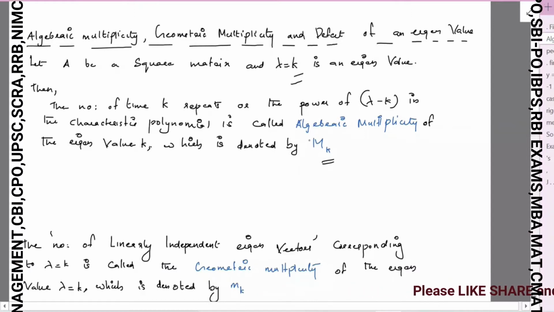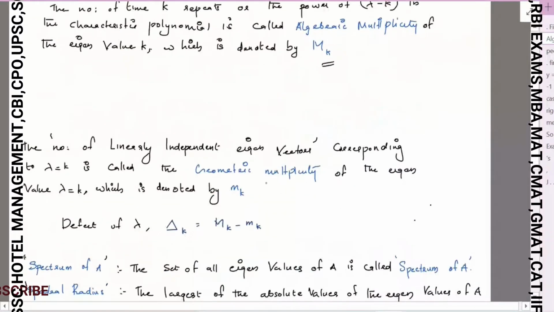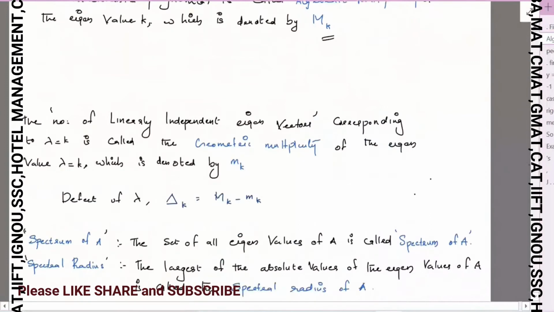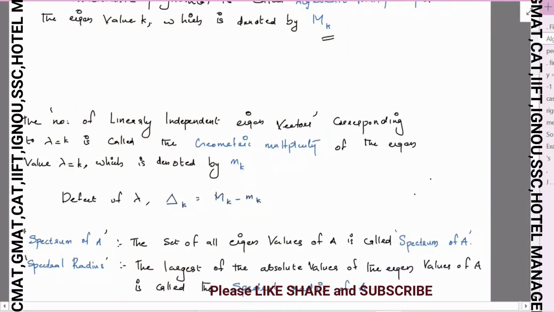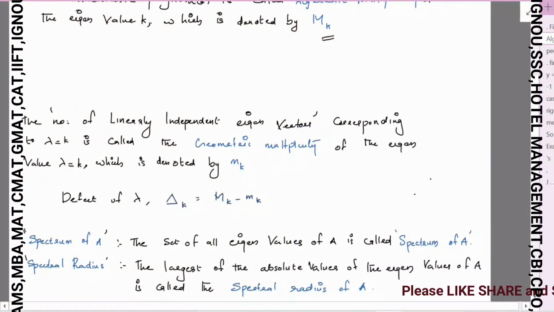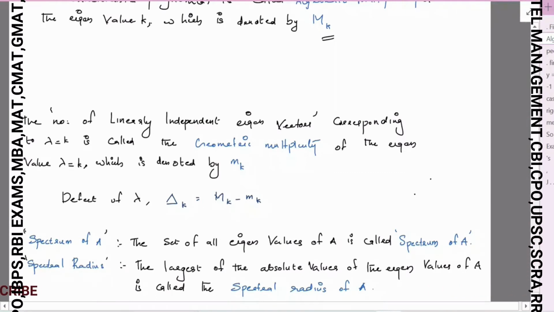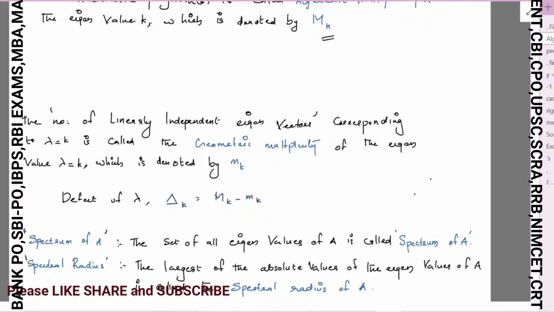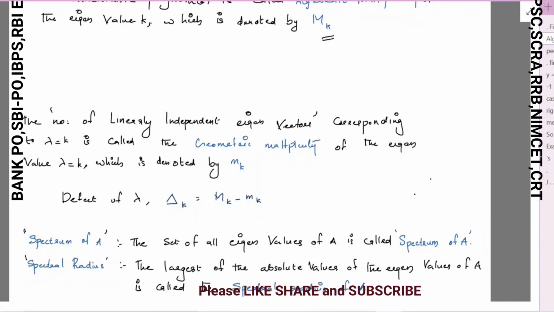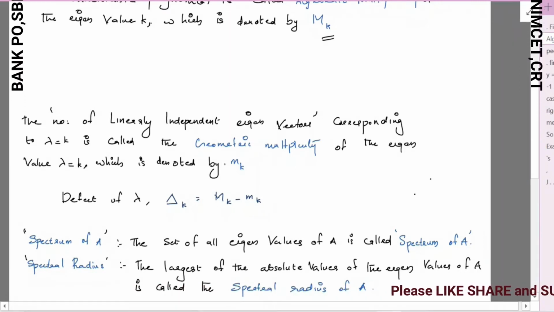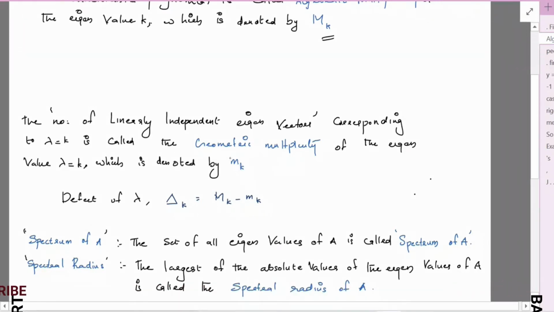Okay. Then what is called geometric multiplicity? Geometric multiplicity means the number of linearly independent eigenvectors corresponding to that eigenvalue. That is called the geometric multiplicity of that eigenvalue, which is denoted by small mk.